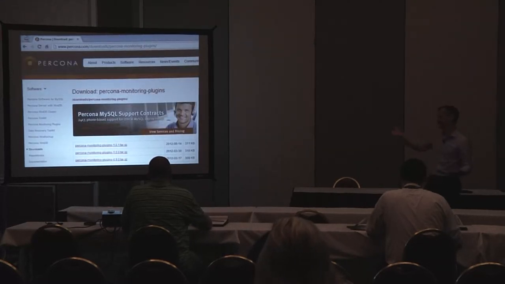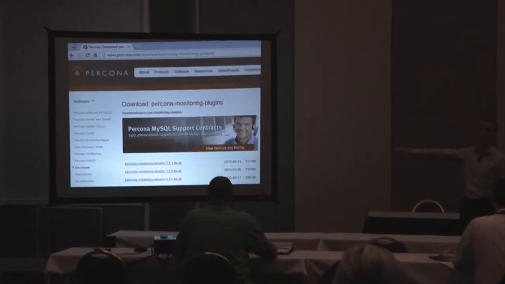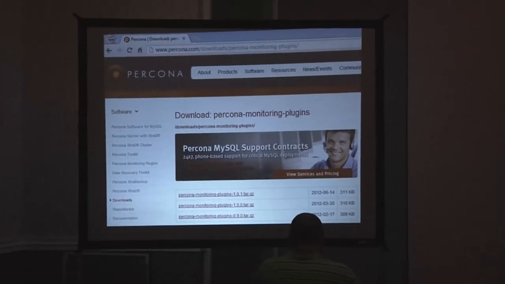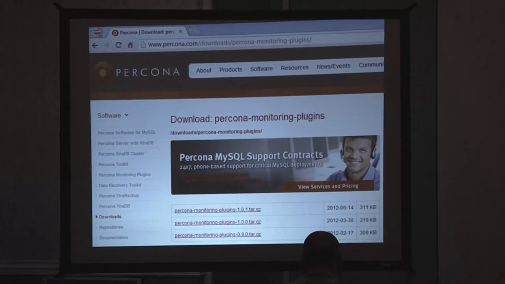Okay, so where do you get it? Get it off of percona.com. We have a download section. This is a little bit out of date. I think we've got up to 1.0.3 out there now. We've also got some RPM and deb-based packages for the Nagios plugins. So we're starting to make it that much easier. Instead of just unpacking tarballs, we can actually have them built within your package manager too.